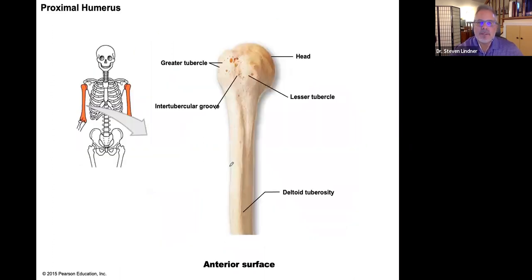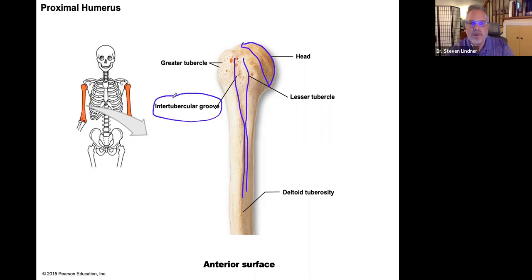Let's look at the humerus. Here's the head right there, the head of the humerus. Here is that groove, right? Kind of looks like a little valley, kind of going this way. That's called the intertubercular groove because it's between the greater tubercle and the lesser tubercle. And the other name for the intertubercular groove is the bicipital groove.